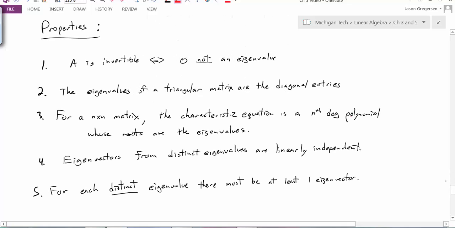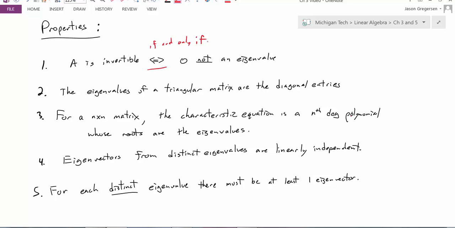Alright, so we have a list of these five properties that we're going to explore. The first one says that A is invertible if and only if, and this is a symbol that means if and only if, 0 is not an eigenvalue. The next one tells us how to calculate eigenvalues for triangular matrices. The third one talks about the results of the characteristic equation, that it's an nth degree polynomial. The fourth one talks about eigenvectors from distinct eigenvalues. And the last one tells us that for each distinct eigenvalue, there must be at least one eigenvector.